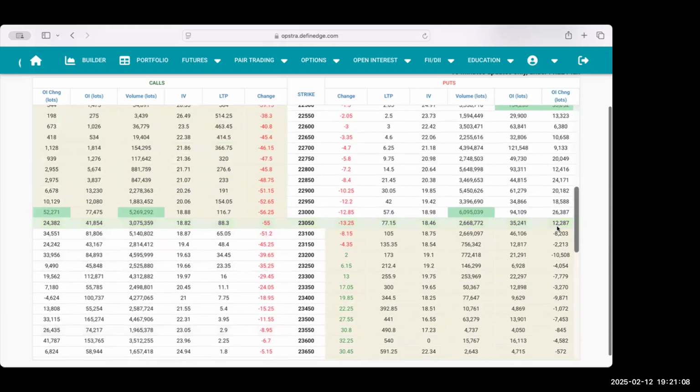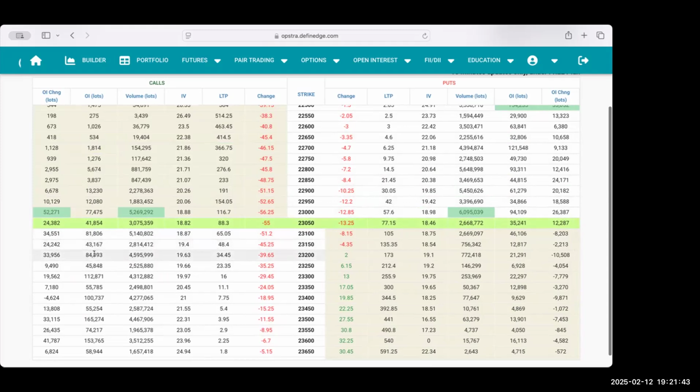But 23050 is the ATM. Above that, still people are sitting. Matlab, they want the market to go up. But when you calculate all these numbers, these numbers are bigger than these numbers. Can you observe? CE sellers don't want the market to go up. They want the market to come down because they sold heavy lots here. OI in CE lots, 81,000, 43,000 lots.